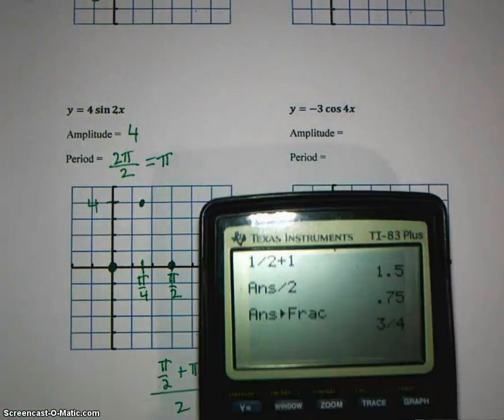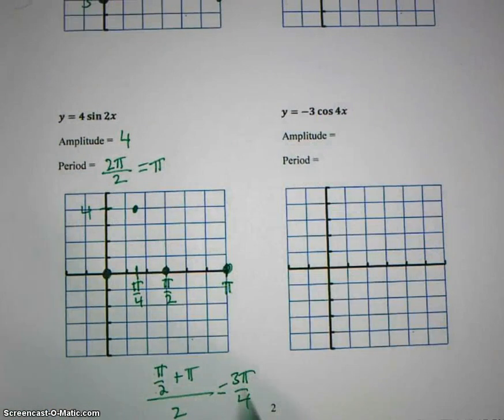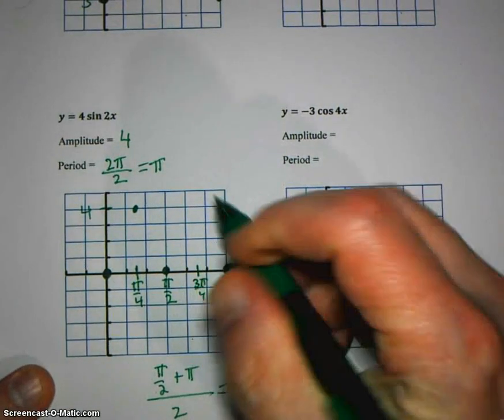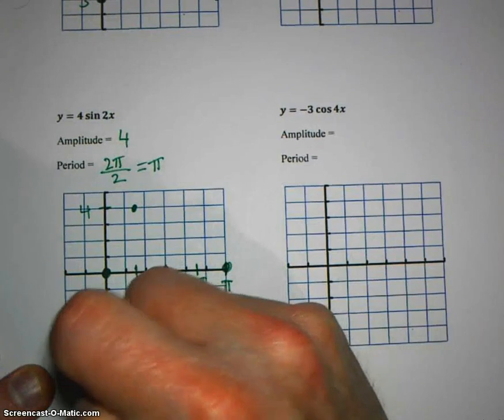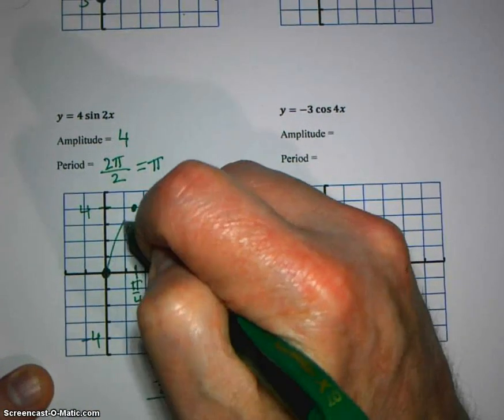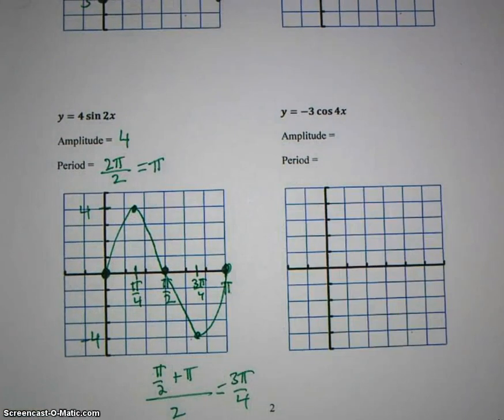So notice how I did that. I just left the pi out. The calculator will figure it out. And then I put the pi back in. So this one here is at 3 pi over 4, and that's where my low point is going to happen, right there. And I get that graph. All right, let's keep going.